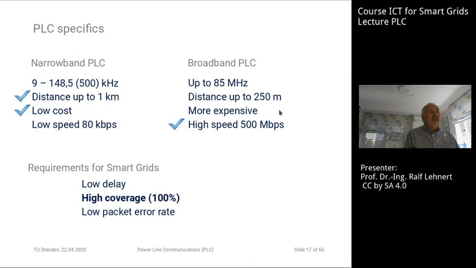So even they are no longer more expensive, and they can provide physical layer speeds of nowadays even much more than 1 gigabit per second. On the other hand, narrowband PLC is designed in a very low frequency range, a frequency range which is below the long wave radio transmission frequency. So the long wave radio band starts at 150 kilohertz, and this is running below this.